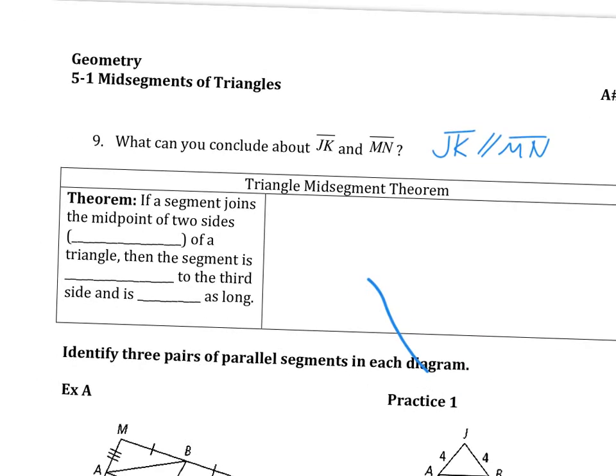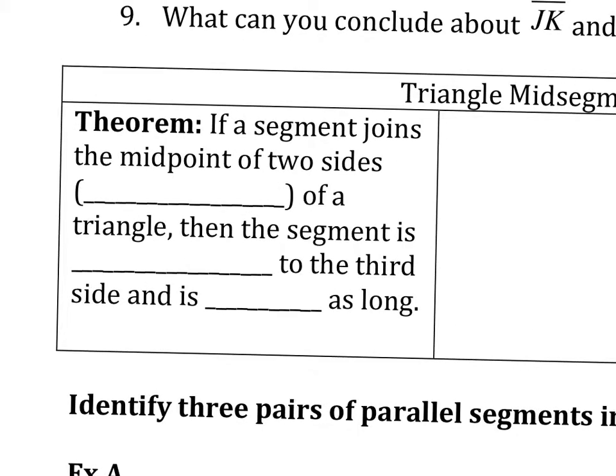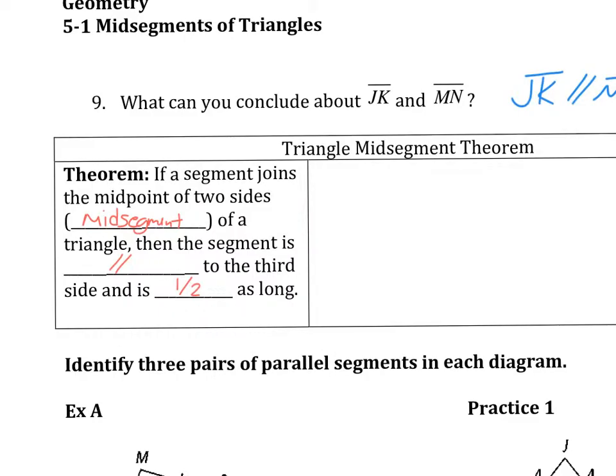So which brings us to this theorem. If a segment joins the midpoint of two sides, and we call that a midsegment of a triangle, then the midsegment is parallel to the third side and is 1/2 as long. So by way of a diagram, we'll look here. So midpoint to midpoint such that this is congruent here and this is congruent here.